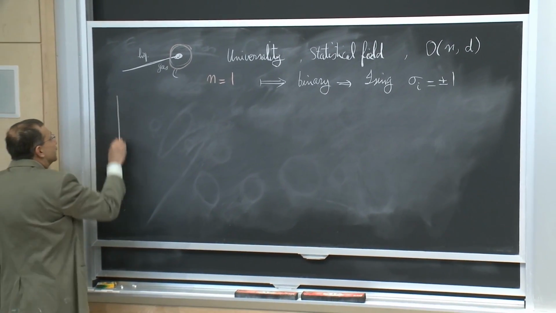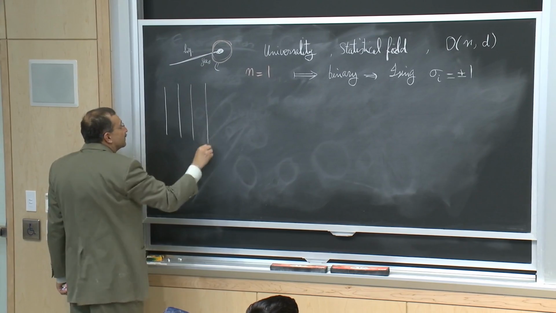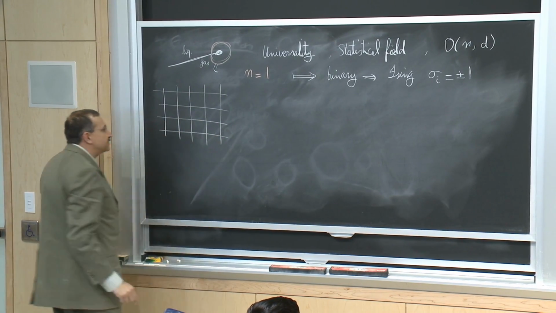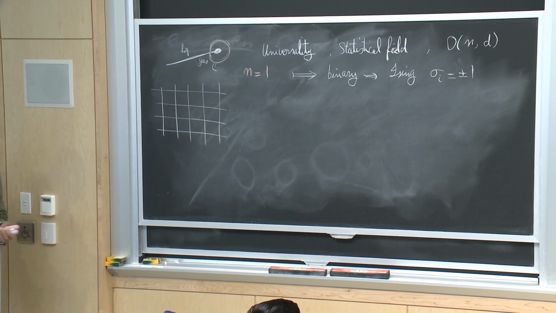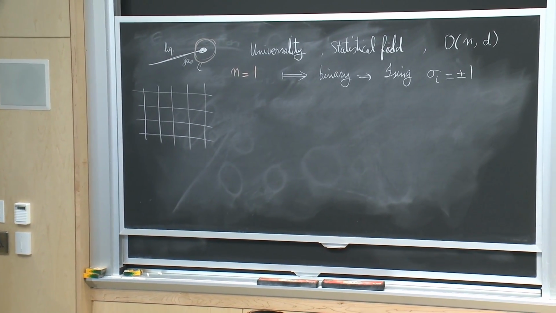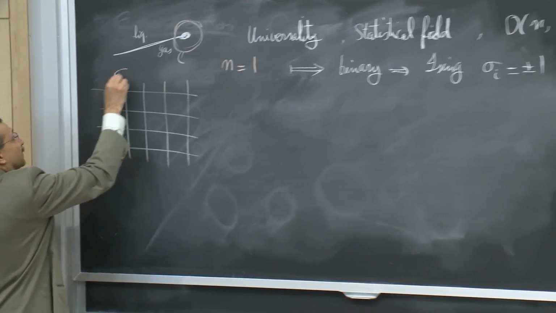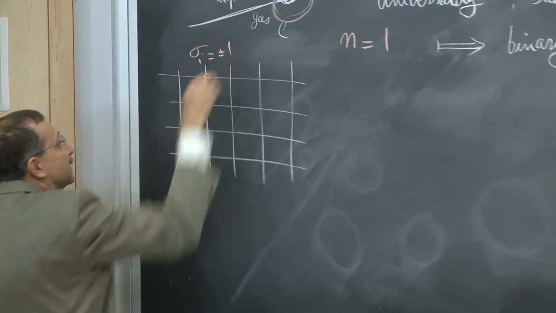So let's say we are interested in 2 dimensions or 3 dimensions. I can draw 2 dimensions better. We draw a square lattice. On each site of it, we put one of these variables.